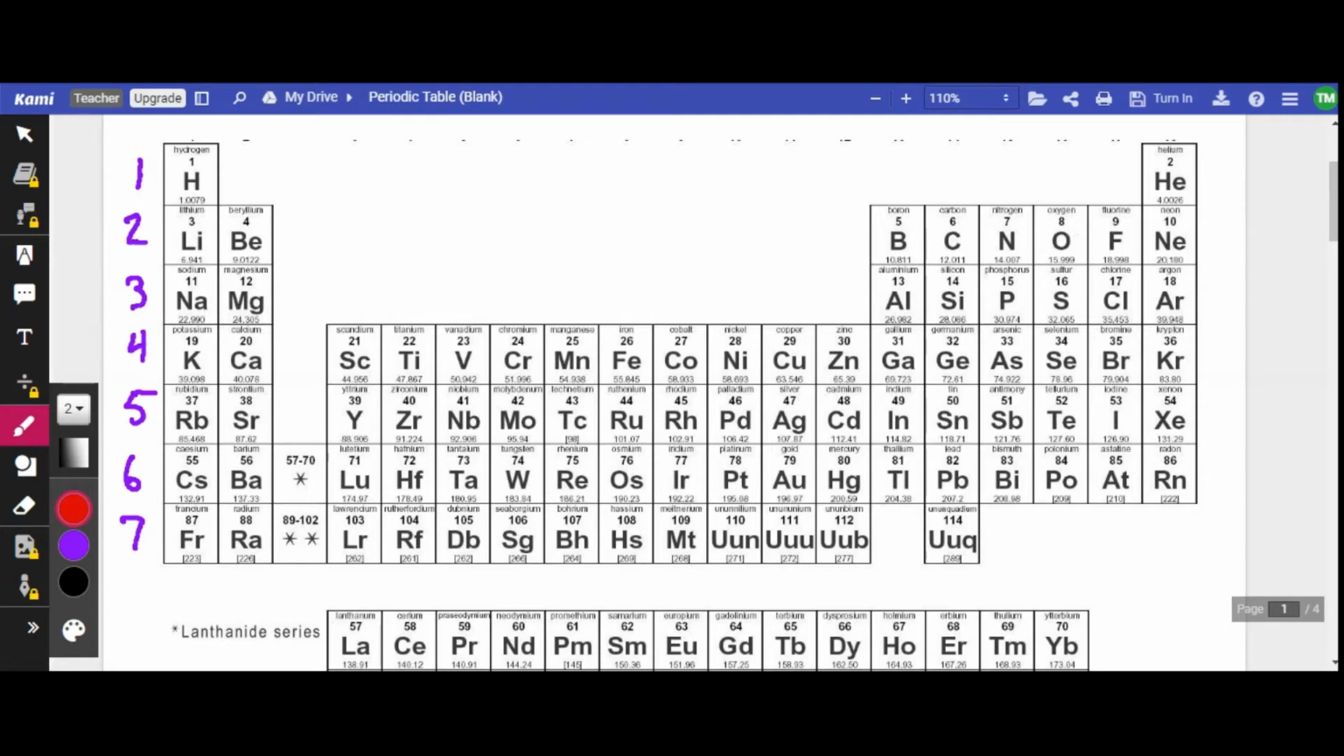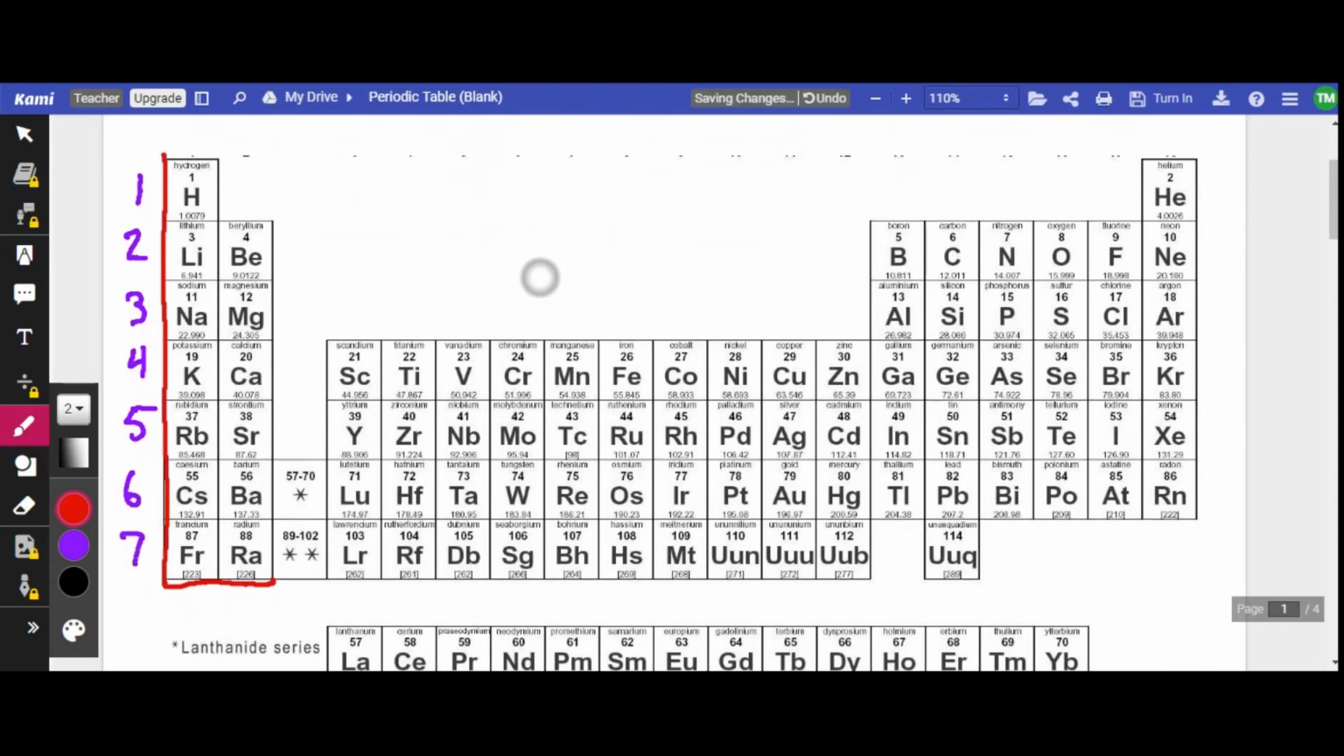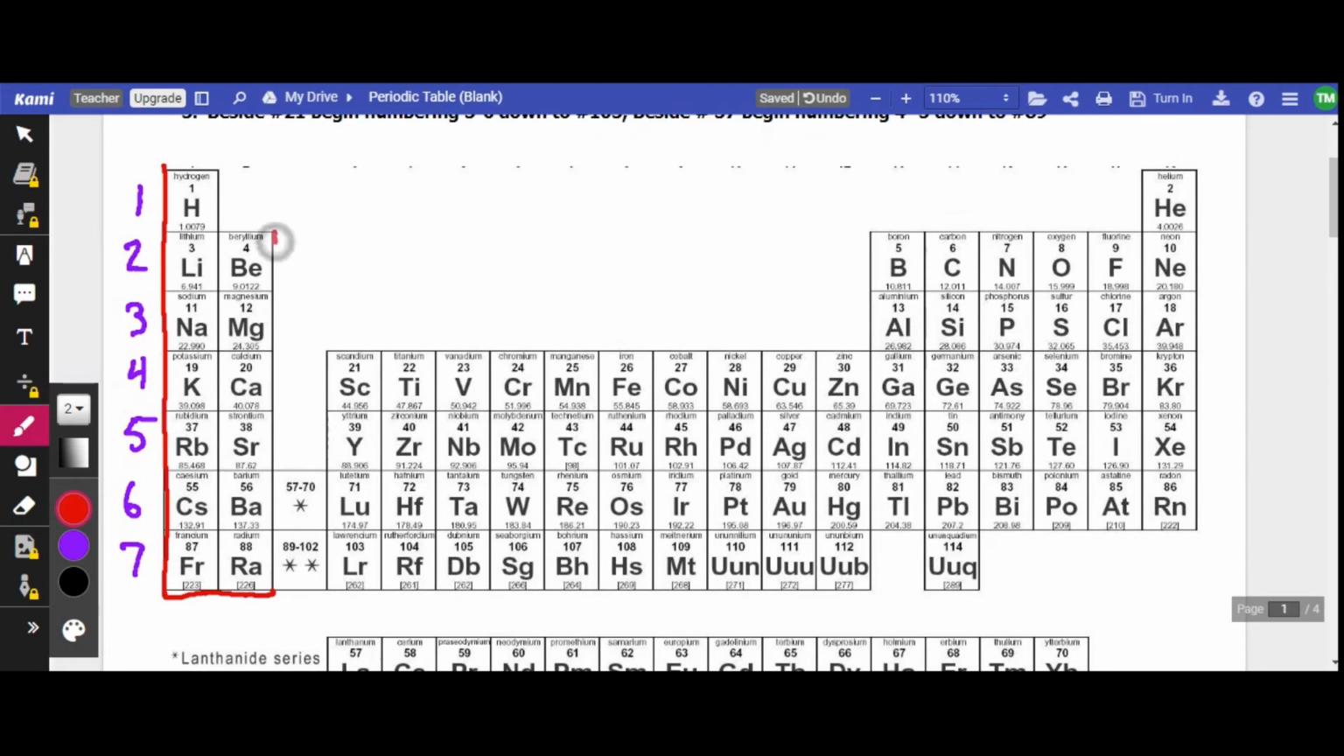At this point, we don't know whether it's going to be an S or a P or a D or an F orbital, but we do know it's going to be in that energy level. To figure out whether it's going to be an S, a P, a D, or an F orbital, we've got to look at blocks of the periodic table. For instance, our first two columns of the periodic table, right here. Okay, this is our S block.